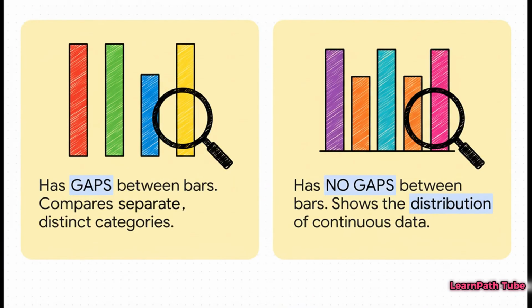So, this is the aha moment. It all comes down to this: gaps versus no gaps. If you see gaps between the bars, you know you're comparing separate categories. If the bars are all touching, you're looking at the distribution of a continuous flow of numbers. It's a super simple visual rule that tells you exactly what kind of story you're being told.